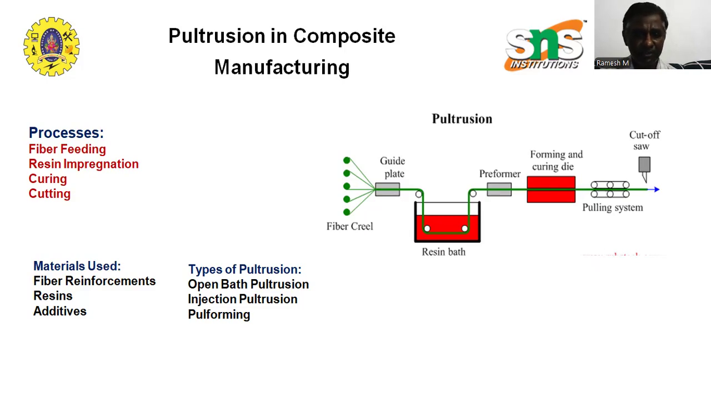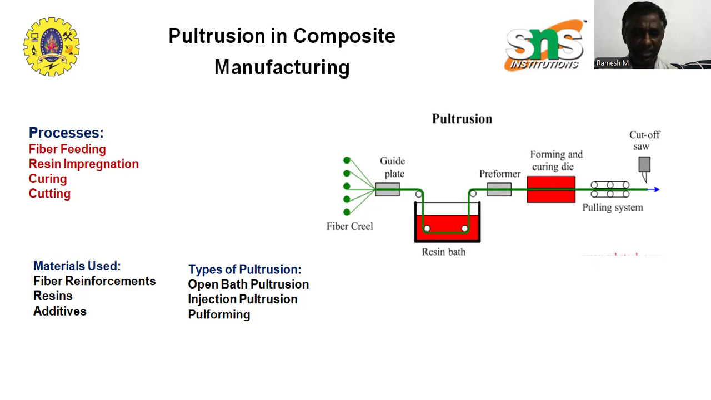Then preforming, that means preforming stations. The wet fiber bundle is guided through preforming stations or shaping tools to align and compress it into the rough profile of the final shape.